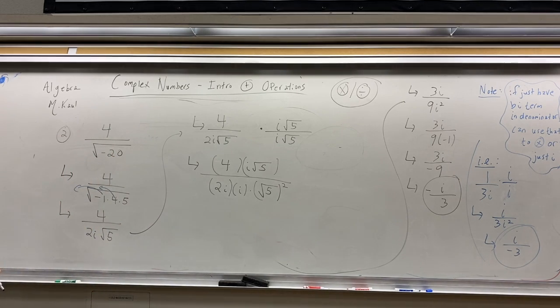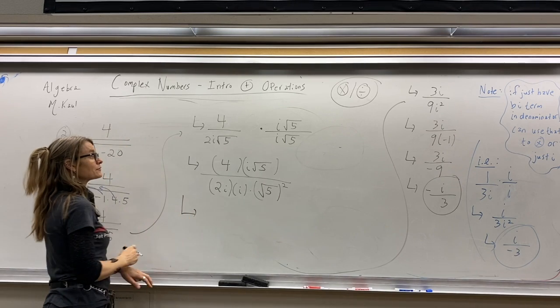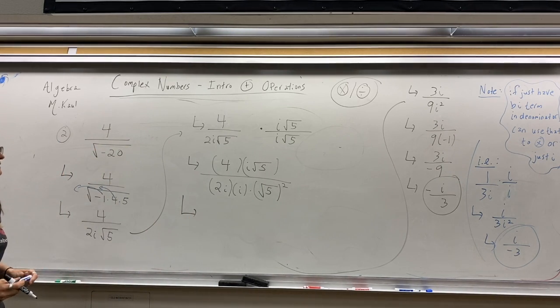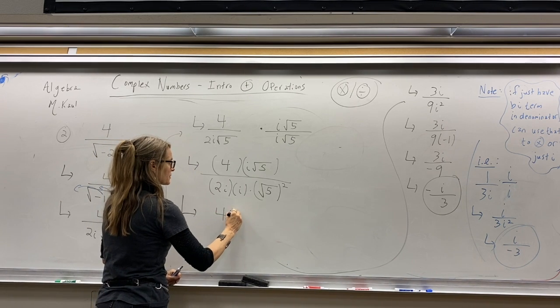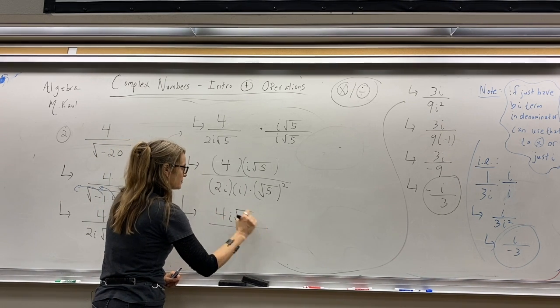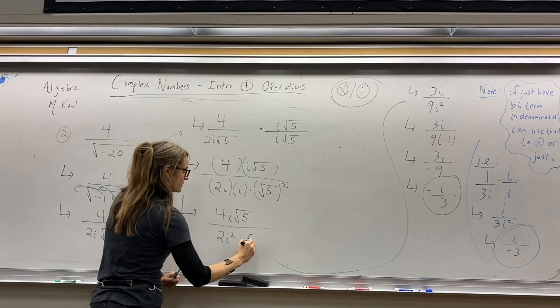There's a lot of stuff here. I made a little bit of a jump from the last problem, but this covers a lot of the essential ideas involved. Now altogether in my numerator I have 4i square root of 5. In the denominator I have 2i squared times 5.